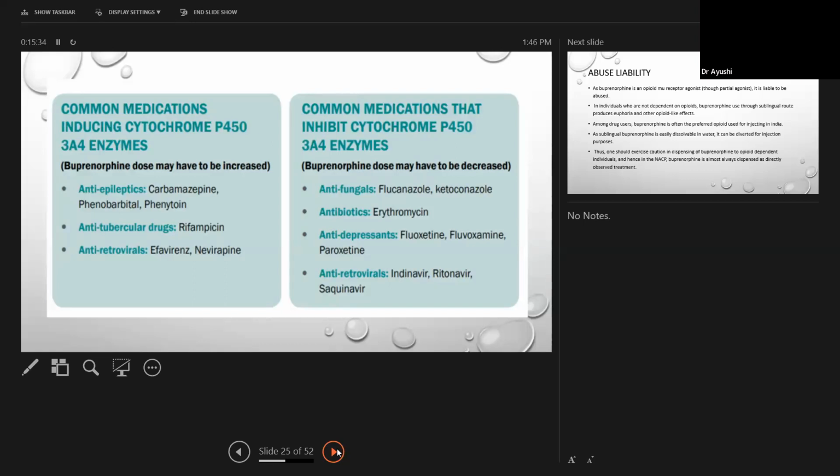For the drugs which induce these enzymes, we have to increase the dose of buprenorphine, like anti-epileptics such as carbamazepine, phenobarbital, phenytoin, anti-tubercular drugs like rifampicin, antiretrovirals like efavirenz, nevirapine. For the drugs which inhibit cytochrome P450-3A4 enzyme, the buprenorphine dose has to be decreased. These drugs are antifungals like fluconazole, ketoconazole, antibiotics like erythromycin, antidepressants like fluoxetine, fluvoxamine, paroxetine, antiretrovirals like indinavir, ritonavir, and saquinavir.